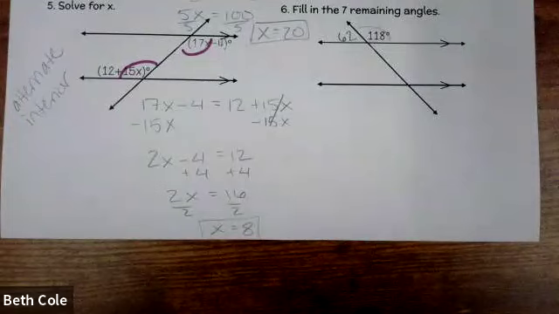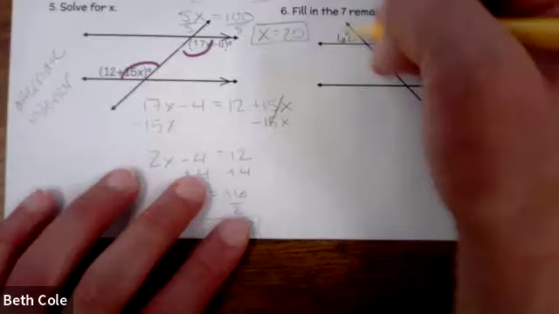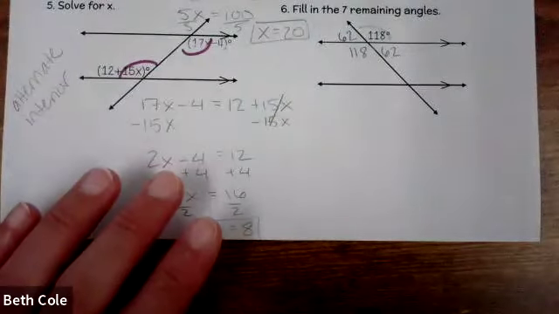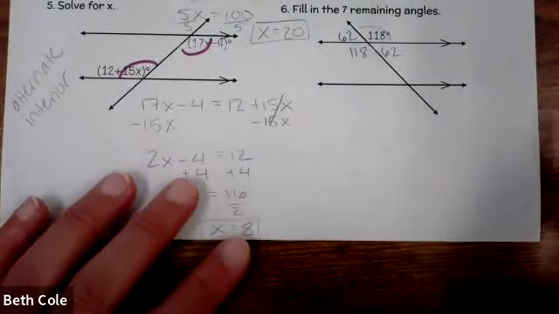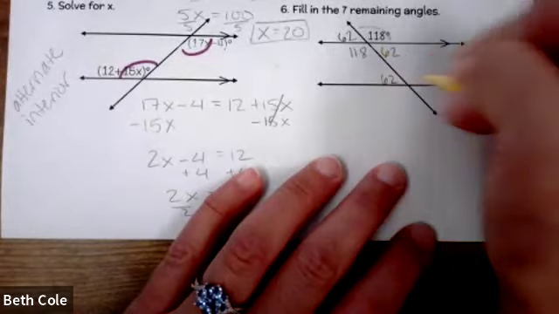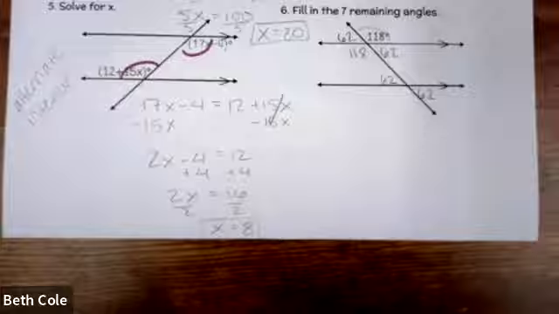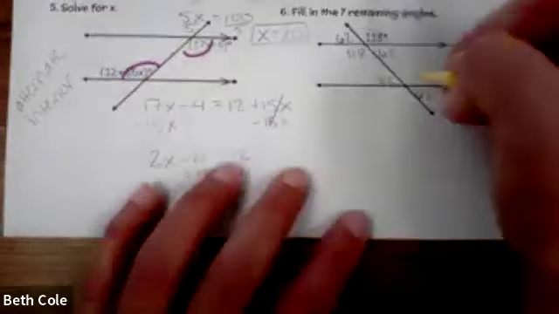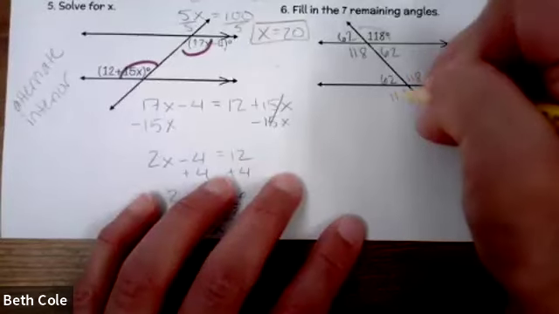Every small one is going to be 62, and every big one is going to be 118. So this would be 118, this would be 62. They're vertical angles. Across from each other is congruent. And then just bring that down here. The small ones are 62. See how I did that? The small is 62. And then big is 118.